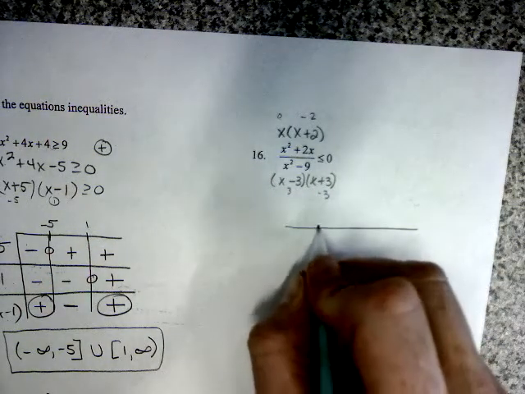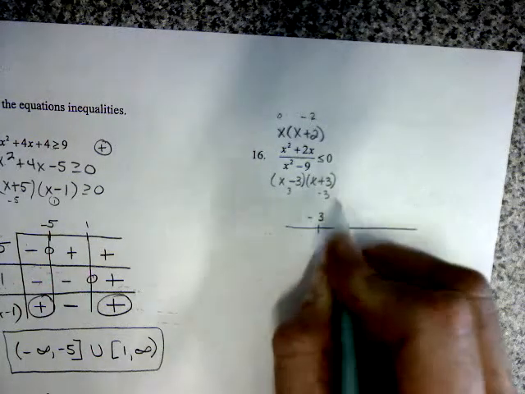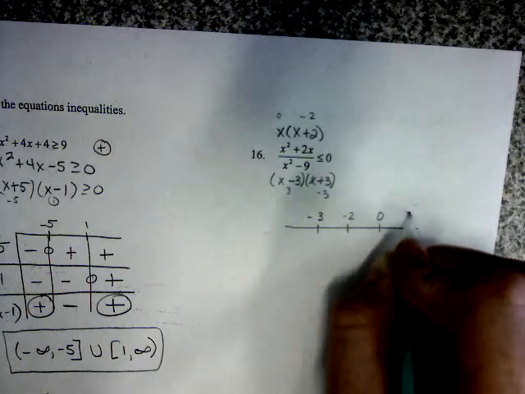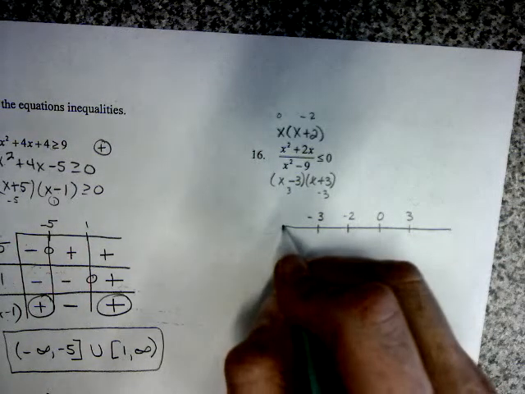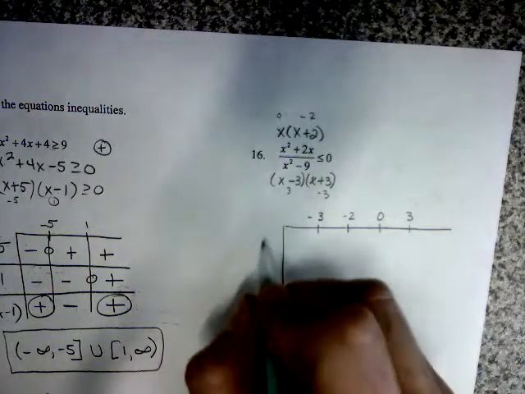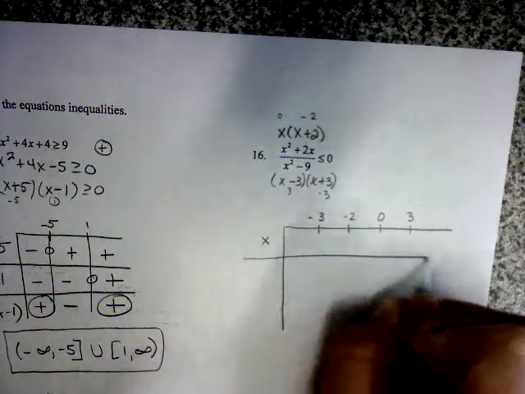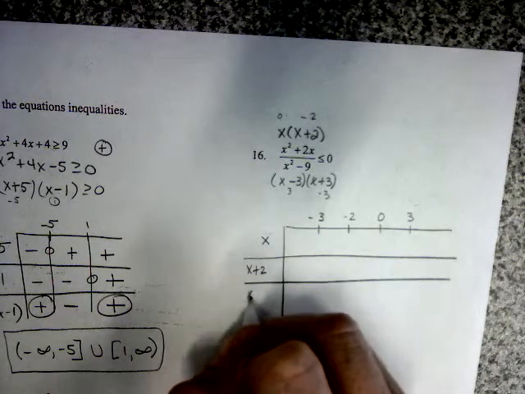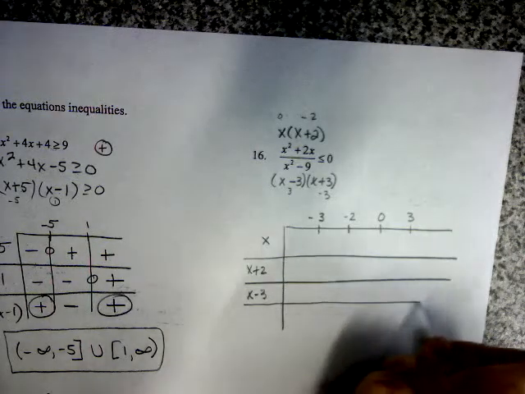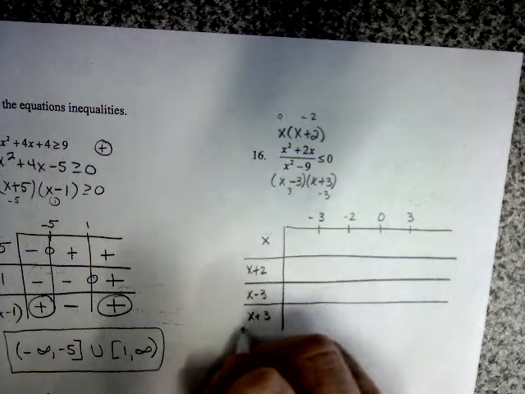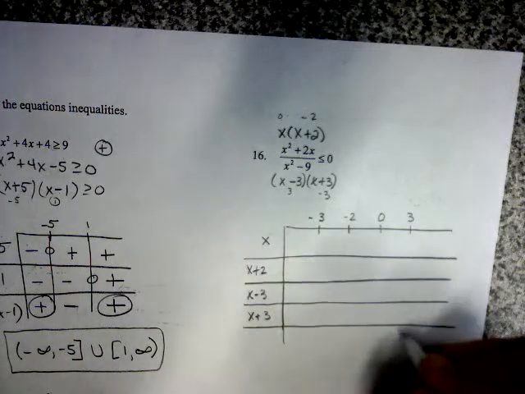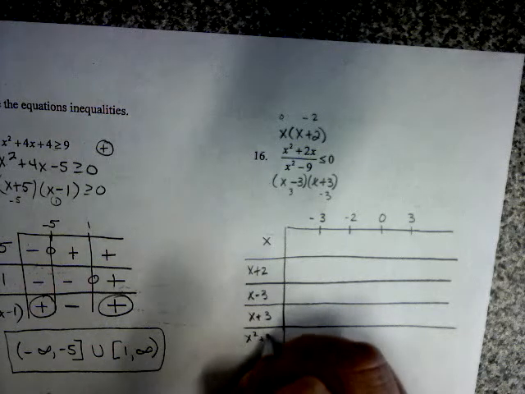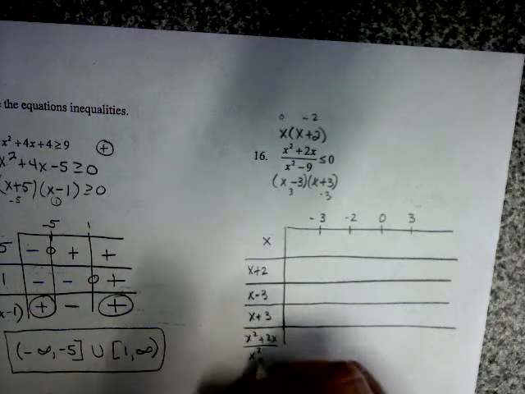So the lowest number is negative 3, so we'll put a negative 3 here. Next one is negative 2. Then we have a 0 and a 3. So that's our number line. And then our factors. We have an x, we have an x plus 2, we have an x minus 3, and then we have an x plus 3, and then we have the entire expression, which is just x squared plus 2x over x squared minus 9.